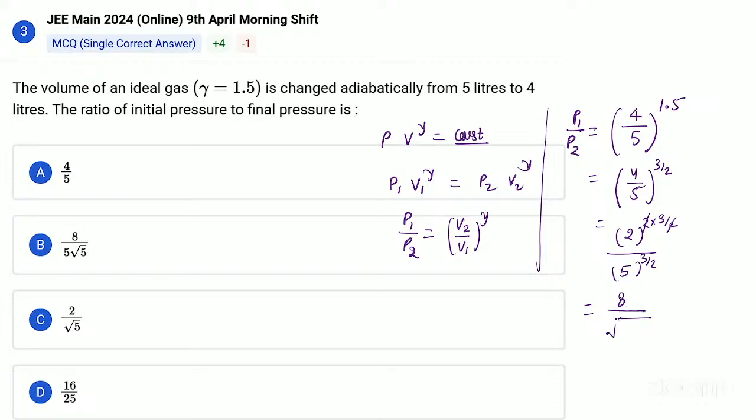5 cube ka square root, which is 125. 8 upon 5 root 5. Okay, this is the ratio of initial to the final pressure, 8 upon 5 root 5. Okay, I hope you understand this.